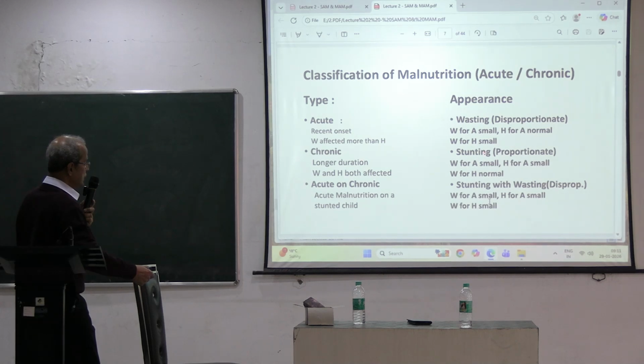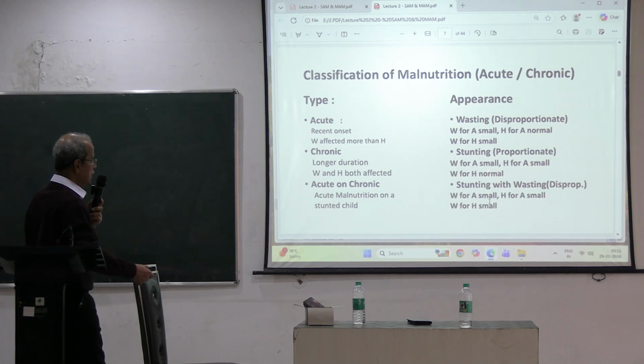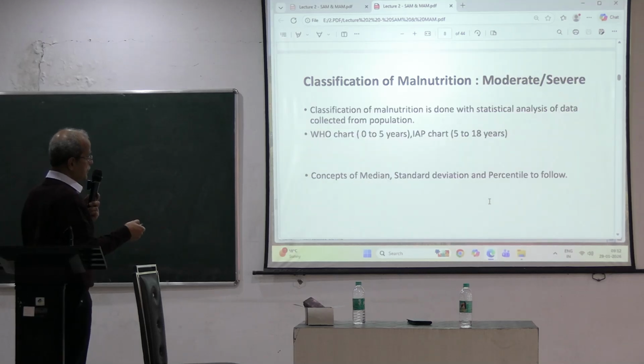In chronic malnutrition, it is called stunting, that is proportionate. That is, height is reduced because the child does not grow, and the weight is also reduced. So weight for age is small, height for age is also small, and weight for height is normal. The child will look proportionate. That means smaller but not wasted. And in acute and chronic malnutrition, weight for age will be small, height for age will also be small, and weight for height will also be small. So this is the category of acute and chronic malnutrition.